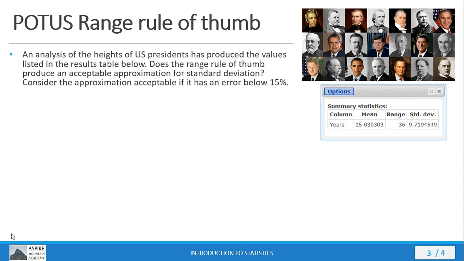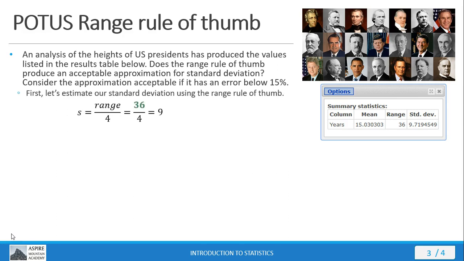I think 15% is pretty large for acceptability, but hey, I'm not the one that wrote this. So, well, okay, let's think about this. Before we can assess whether an approximation is good enough, we need to make that approximation. So, first, let's make the approximation, and we're going to use the range rule of thumb to do it. Our range is 36, which, when we divide by 4, gives us an estimated standard deviation of 9. We got that 36 from our results table over here.